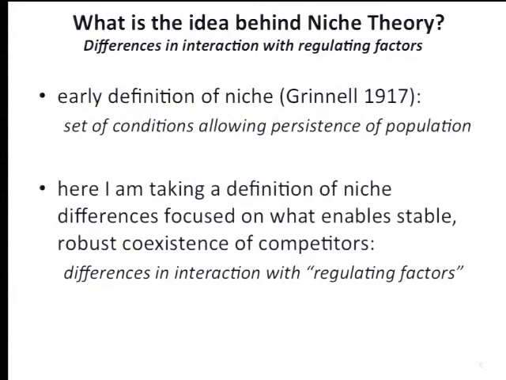So one other thing I want to emphasize about niche theory is what I mean by the term niche, because sometimes that's a confusing thing when trying to communicate with people. So I mean something a little bit different than this kind of early definition of niche by Grinnell, where it's the set of conditions allowing persistence of a population. In particular, often people think of the set of abiotic conditions allowing persistence of species on the landscape, especially if you're thinking about this term niche modeling for species distributions. That's often what people think of.